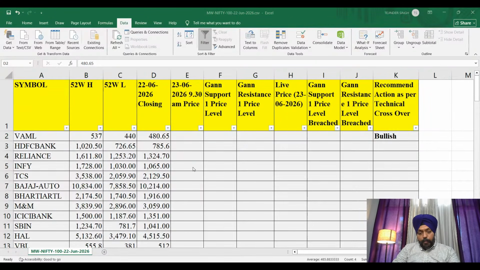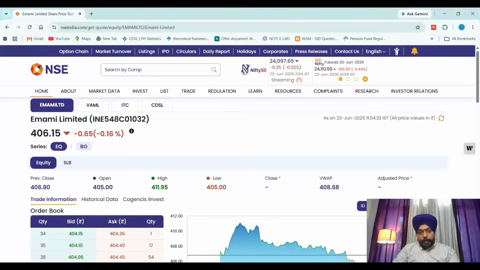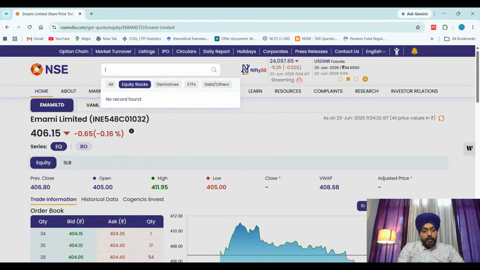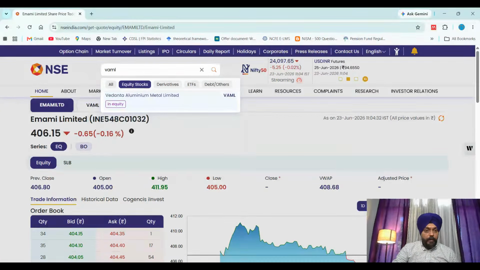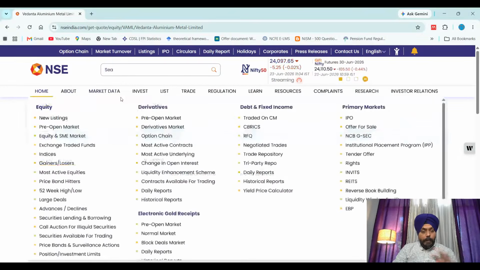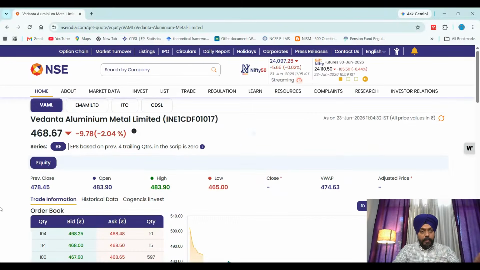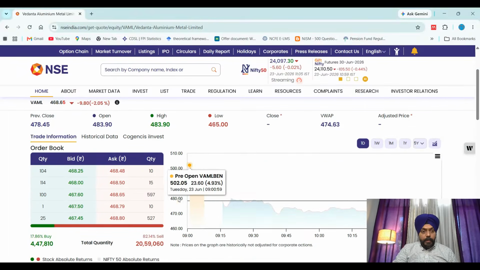And this is the website of NSE now. Okay, I have to just stop and again share. So this is the website of NSE now. I will type the name of the script here, VAML. VAML is basically Vedanta Aluminium Metal Limited. Now you see the chart of this company will display over here.